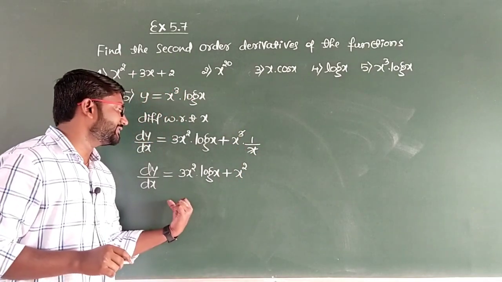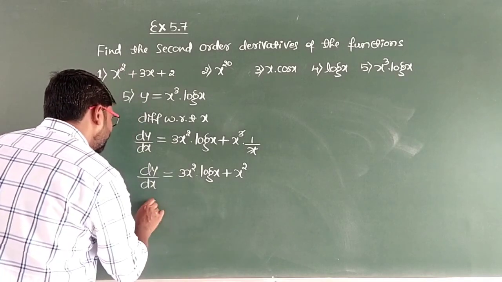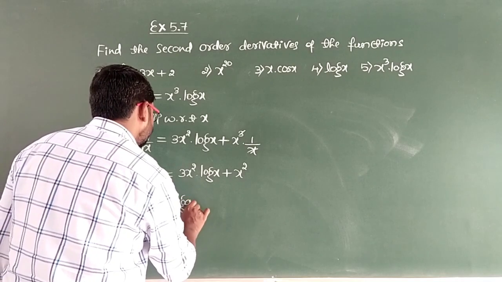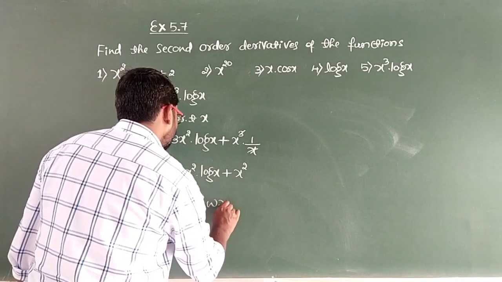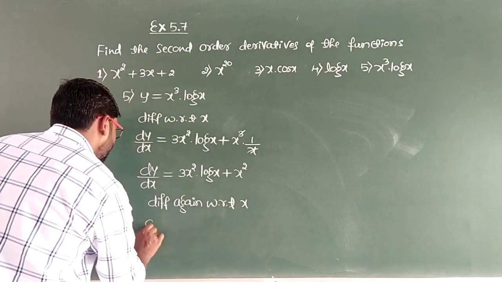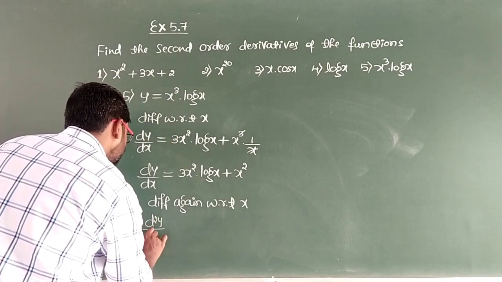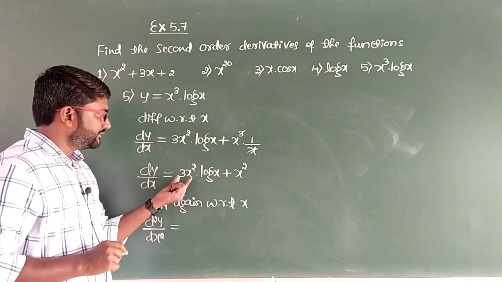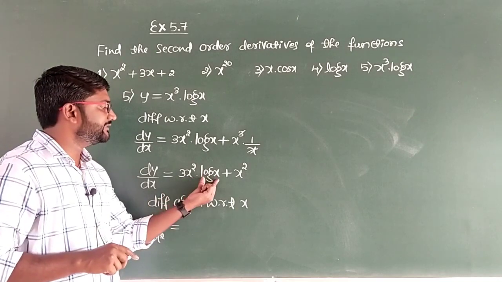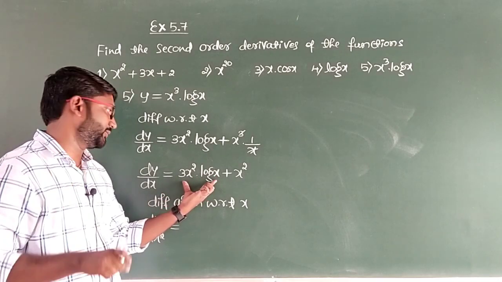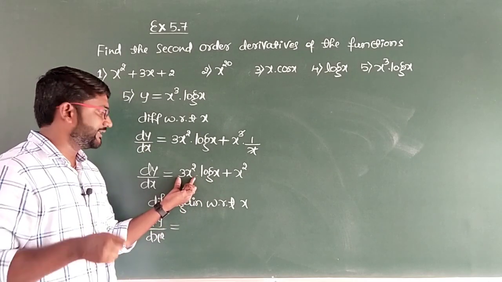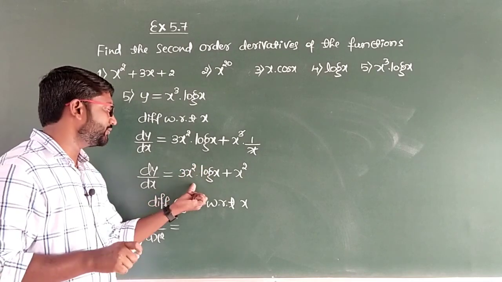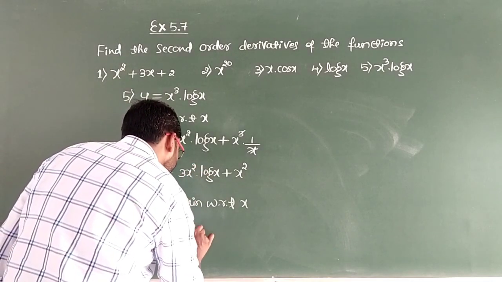So once again we will have to take the derivative of both the sides. So differentiate again with respect to x. So we have d square y by dx square, this is equals to, so here 3x square is the first function and log x is the second function. For this we will have to make use of the product rule. Now let us take the derivative of 3x square. 3 I will be writing it as it is, then derivative of x square, it will be 2x. 3 into 2 we get 6x.